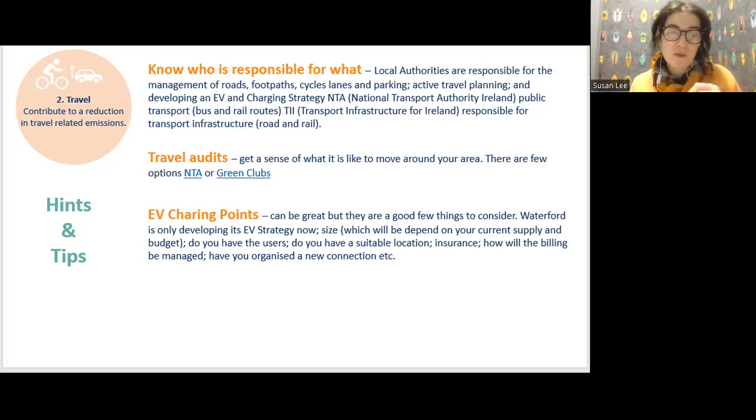Do you have enough users if you put it in? Do you have a suitable location? Like, is there a parking spot where you can place that EV charger? And they also say to plan for how it's going to stay functioning in years to come, as changes come with EV chargers. Also, again, consider your insurance for this one. How are you going to manage billing? And have you organised a new connection with ESB? Because technically you will need a new connection if you are selling electricity.